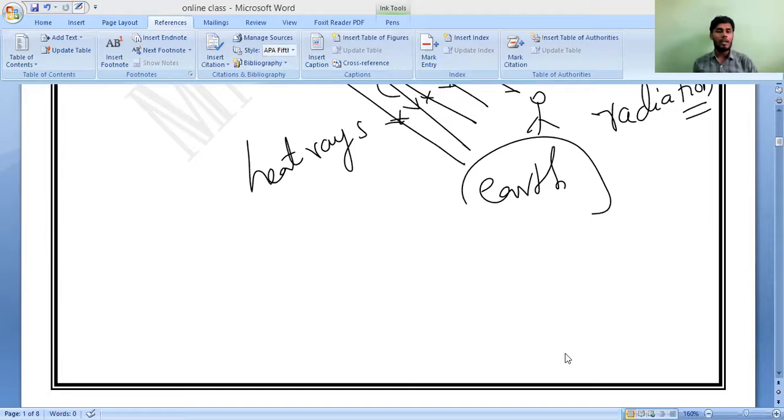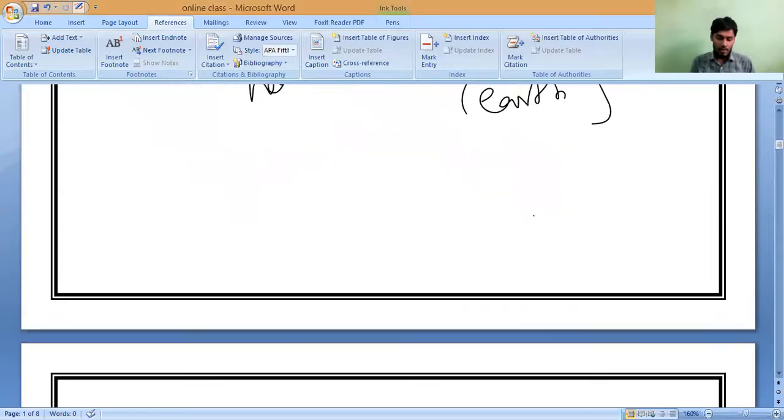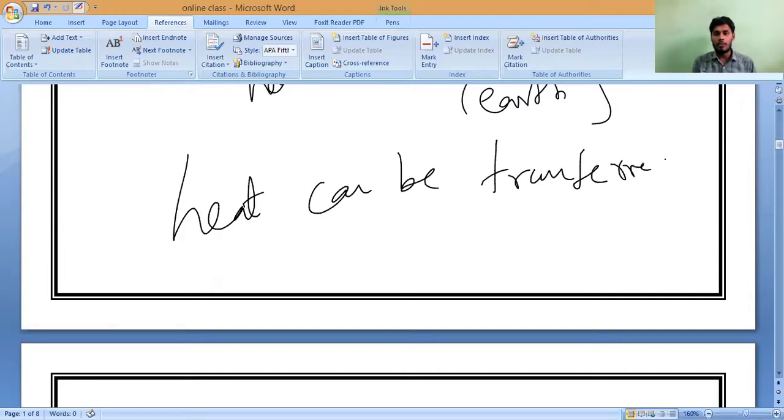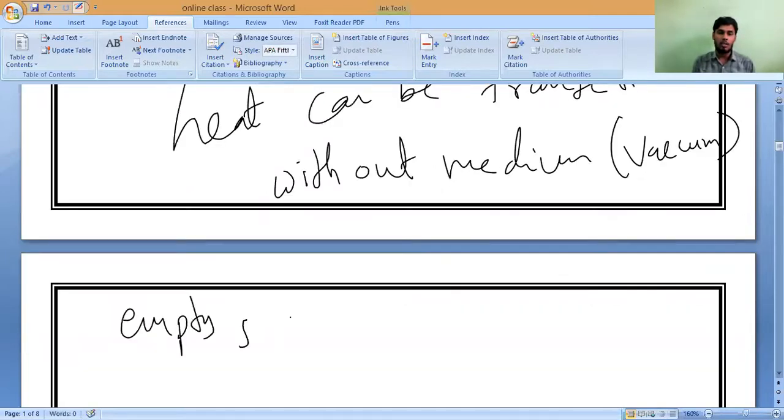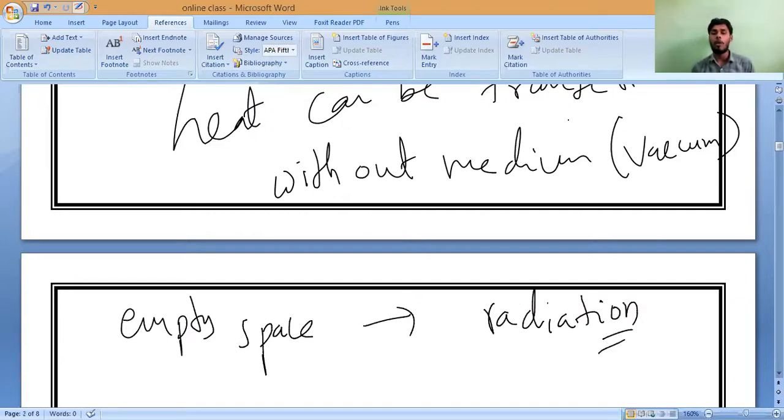So heat can be transferred by radiation even through vacuum or empty space. Heat can be transferred without a medium. Without a medium means vacuum, empty space. That is what is known as radiation. Do you understand? Radiation is transferring from a hot body to a cold body in the form of heat rays, without any material medium between them. Do you understand, Igra? Yes, sir.